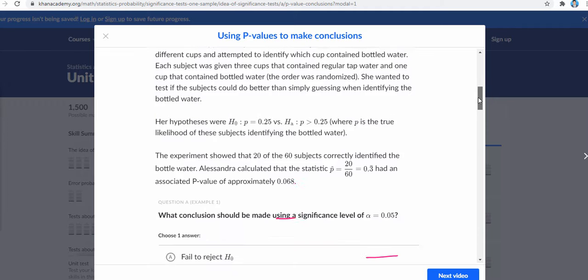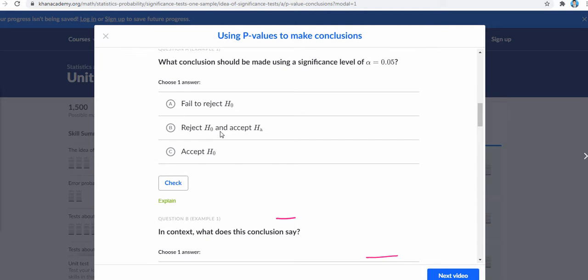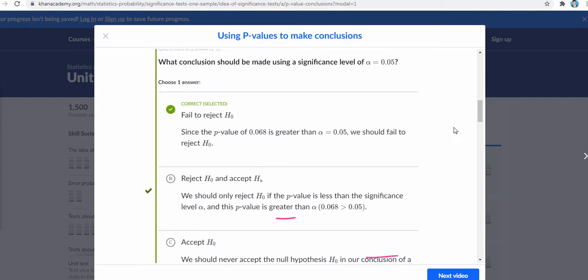So let's see the options. The options are: fail to reject null, accept the alternative hypothesis, and accept the null hypothesis. We will not say that we accept the null hypothesis. We will say that we fail to reject the null hypothesis. So that would be option A, and that's correct.